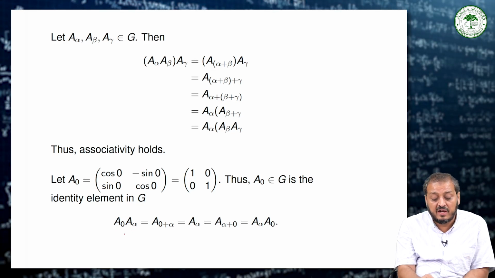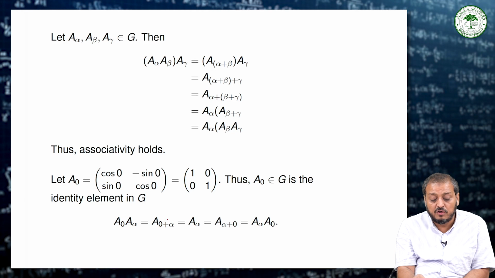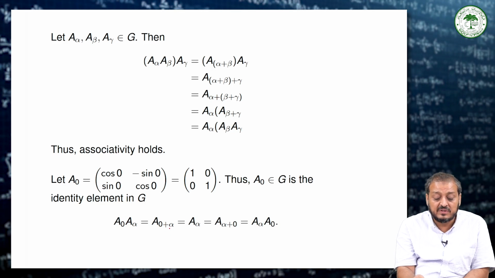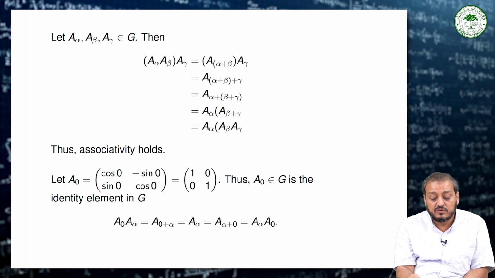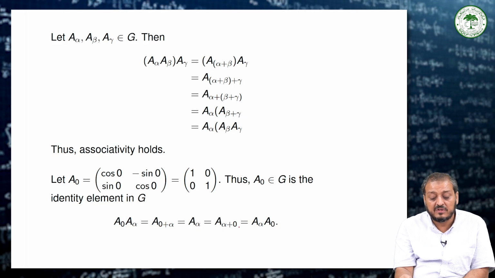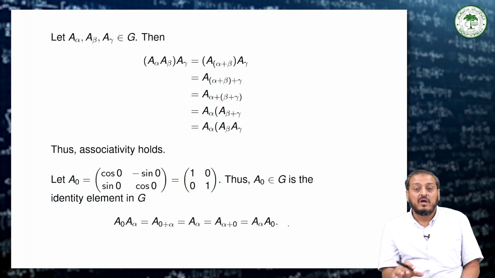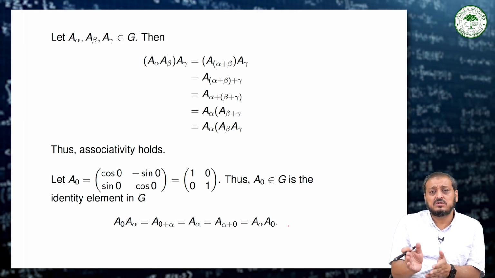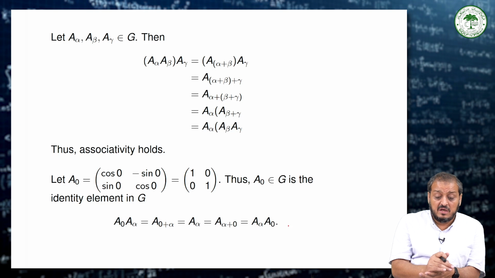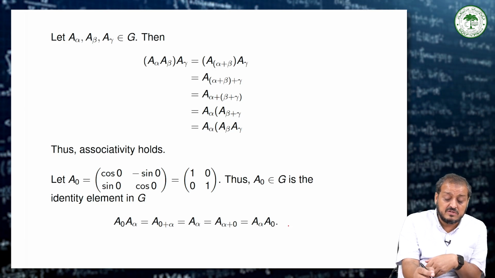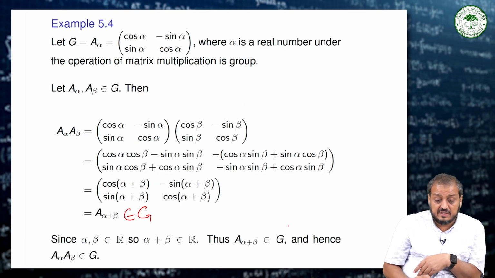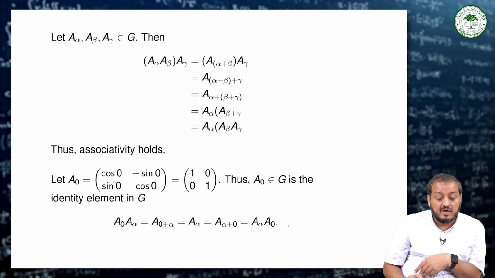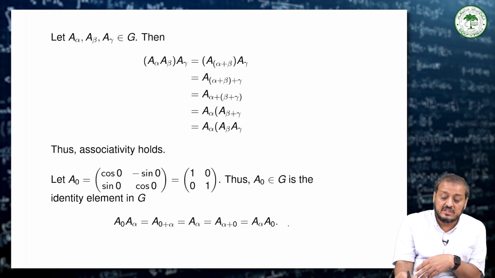Then A0 times A alpha can be written as A of 0 plus alpha, and alpha is a real number, so this is A alpha, and this can also be A alpha plus 0, so this is clear. So A0 is such a matrix where cos 0, minus sin 0, sin 0, cos 0 satisfies this condition.